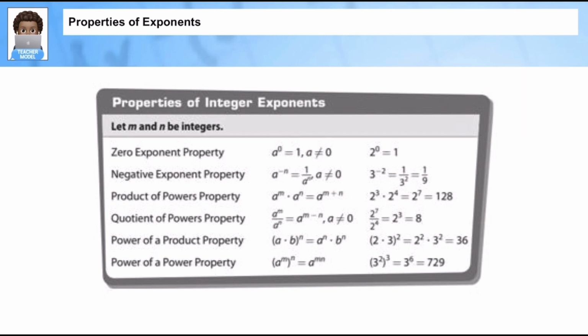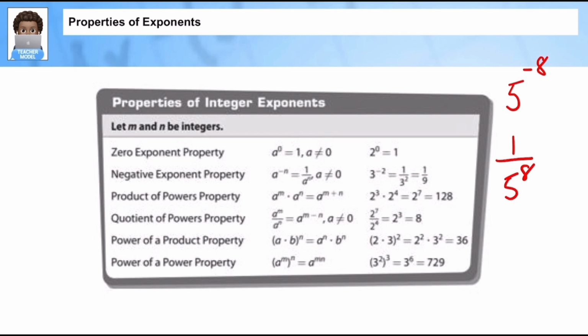Anything to the 0 power is just 1. Then we have negative exponents. So if you see a negative exponent, the negative exponent rule, we're going to turn it into a fraction. So if I have 5 to the negative 8, all we're going to do is change that to 1 over 5 to the 8. That's the negative exponent rule.